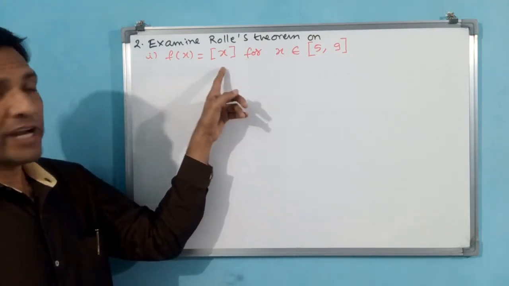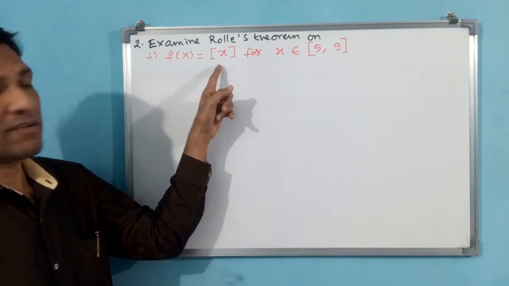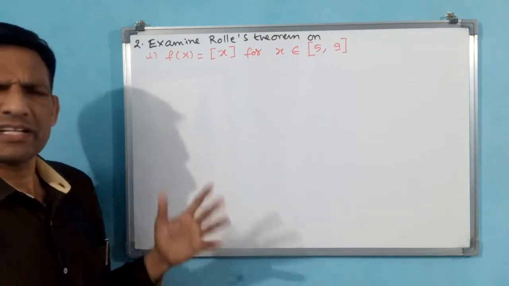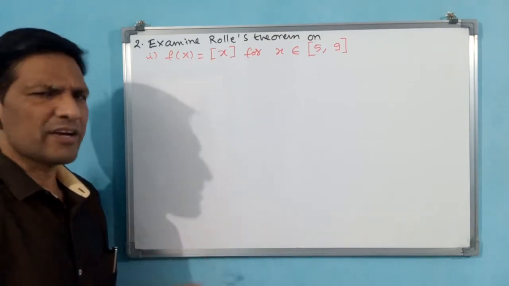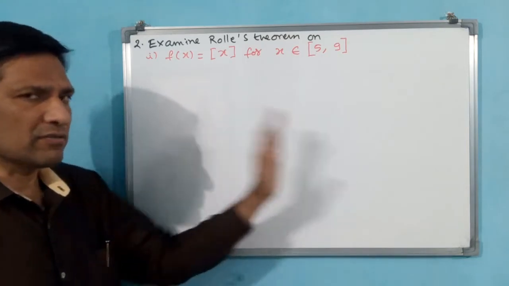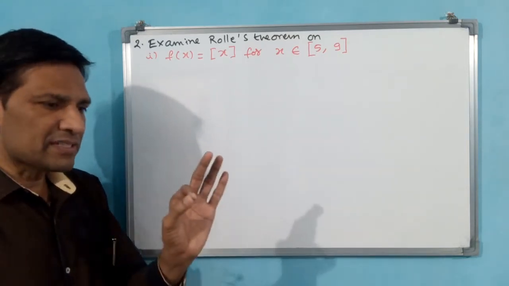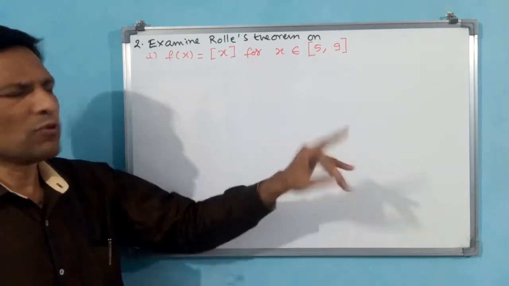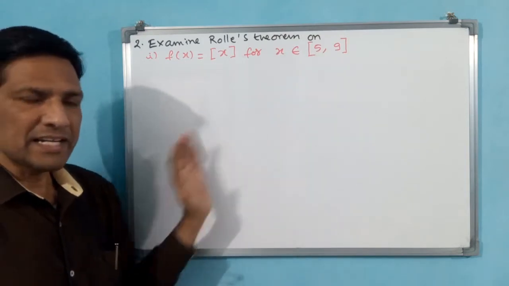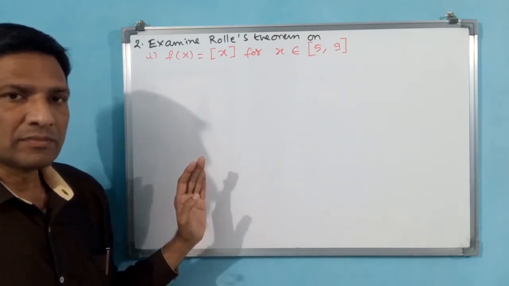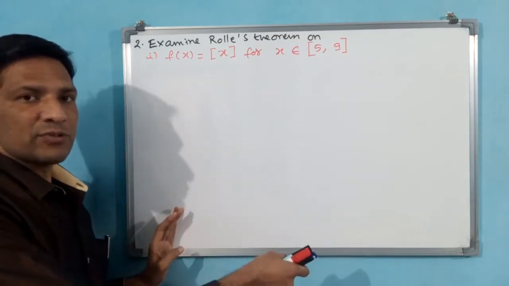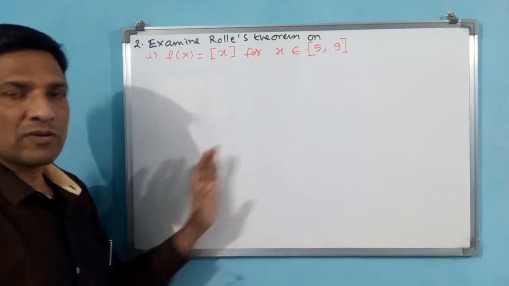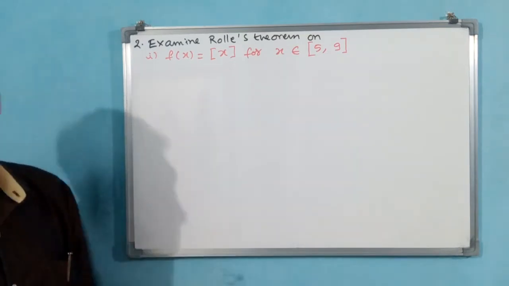f of x is equal to the greatest integer x. Greatest integer function: f of x is equal to bracket x. This bracket x we can say is the greatest integer. We all know very well that it is not a continuous function. Why? Because the left hand limit is not equal to the right hand limit. Take 6: slightly less than 6, what will come? 5 will come. Slightly greater than 6, what will come? 6 will come. The left hand limit is 5, the right hand limit is 6. Then this function is not continuous.